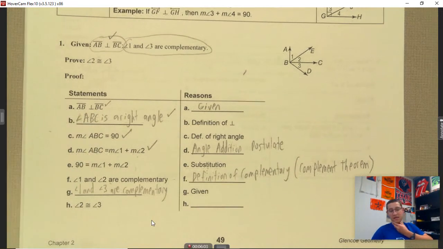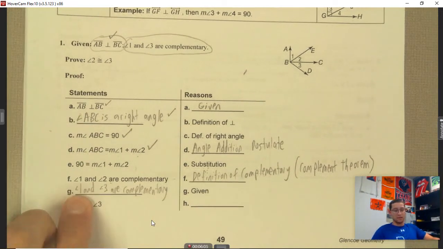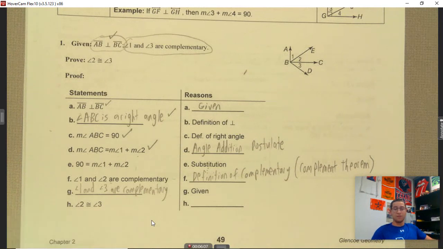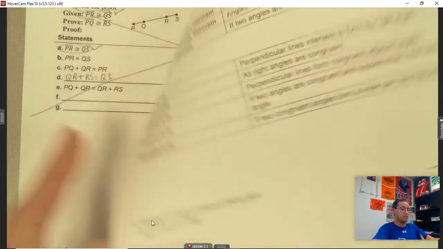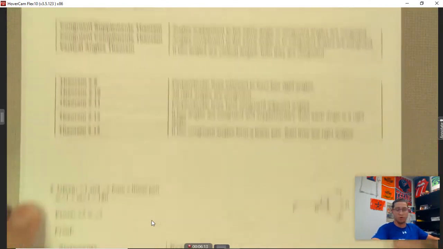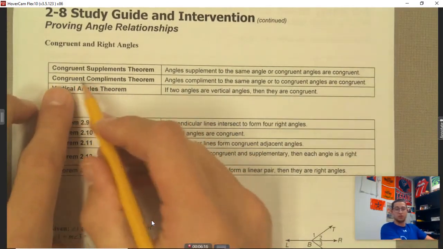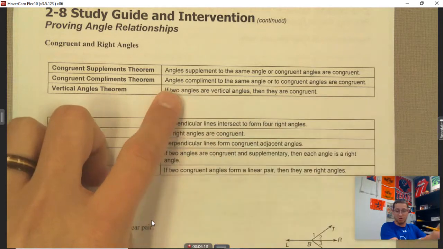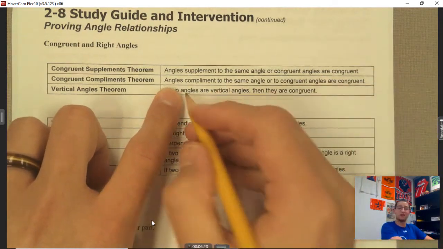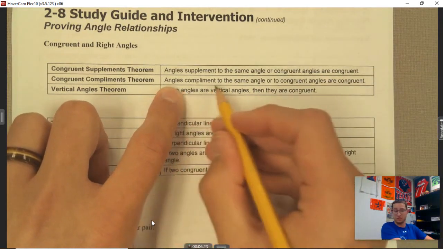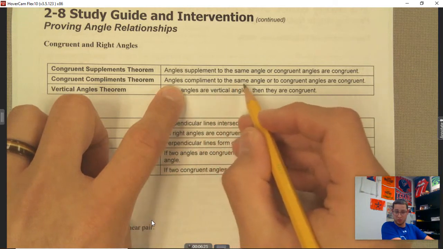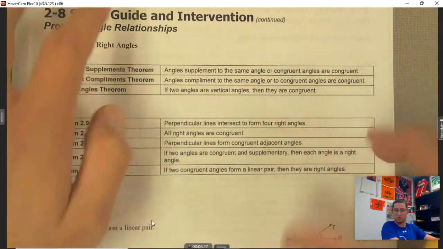And then on this last step, it seems to make a big jump here. But I want to point out where this is coming from. You should have gone over this before, but we'll go over it real quick. This is the congruent complements theorem. I'll go ahead and give you that step. Now, the reason why it's the congruent complements theorem is because of this: angles complementary to the same angle, or to two congruent angles, are congruent.